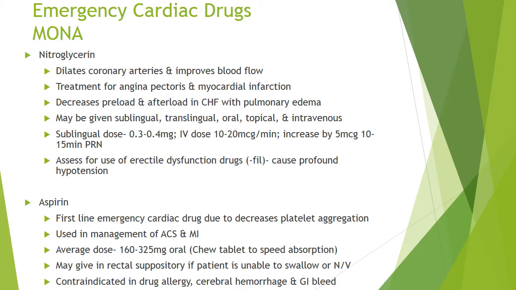If your patient has come in to the emergency department or they're on a unit and they start having this sudden onset of chest pain, we want to make sure that we have them chew the medication because it helps speed up absorption. It can be given as a rectal suppository if your patient is unable to swallow or if they're having issues with nausea and vomiting. It's important to remember that aspirin is contraindicated if they've got a drug allergy to it or if they have a history of GI bleed or cerebral hemorrhage.